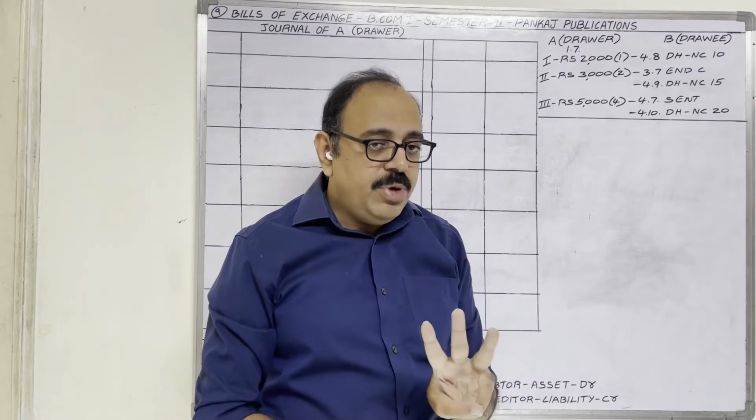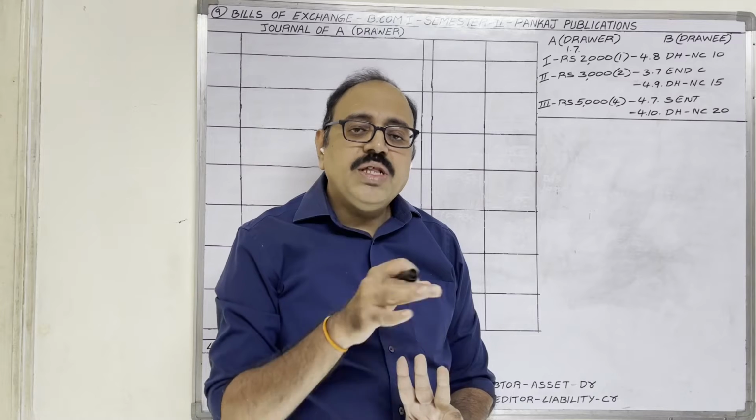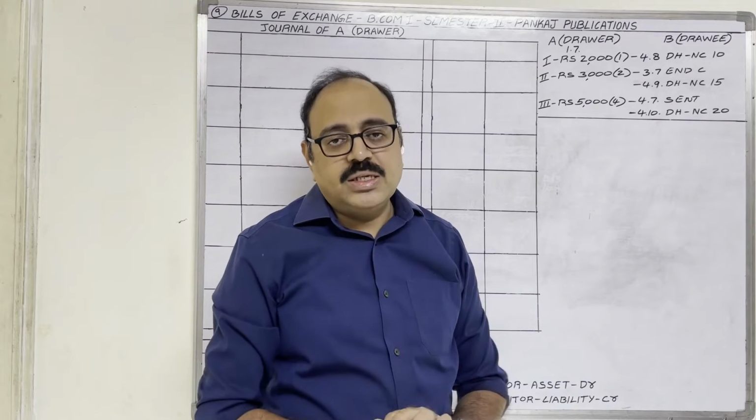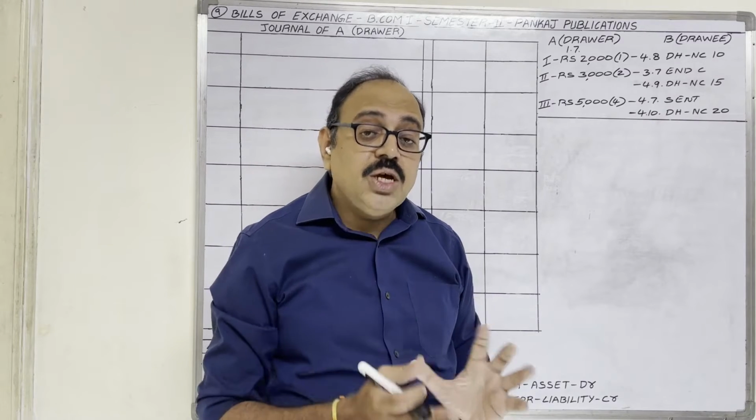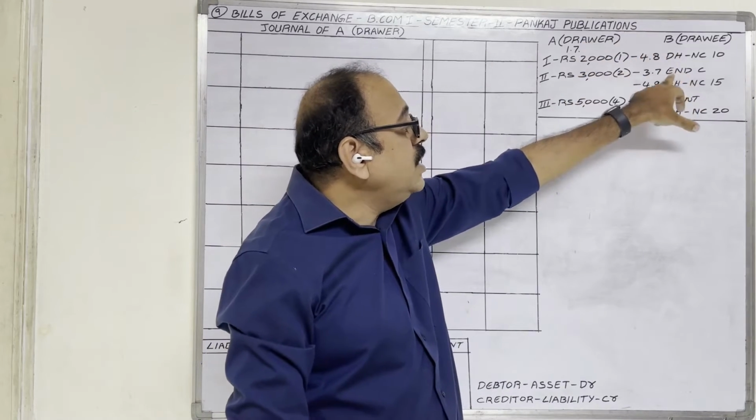So there are 3 bills. On the due dates, these 3 bills were dishonoured. And for the 3 bills, he is giving noting charges. And finally, what is it asking us to prepare? Journals in the books of A, B and C.